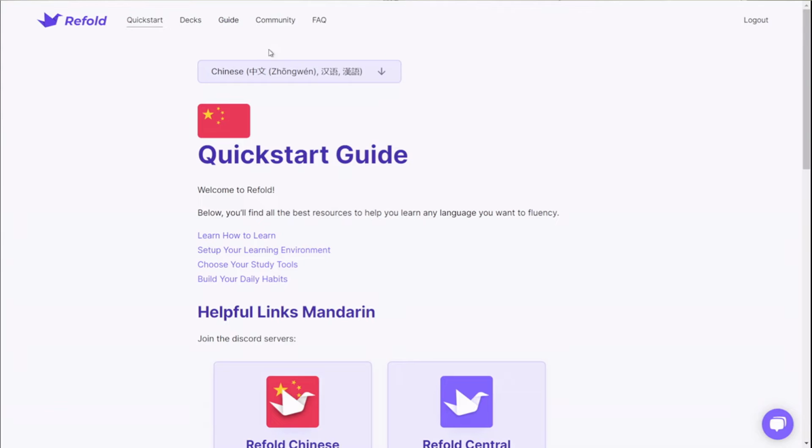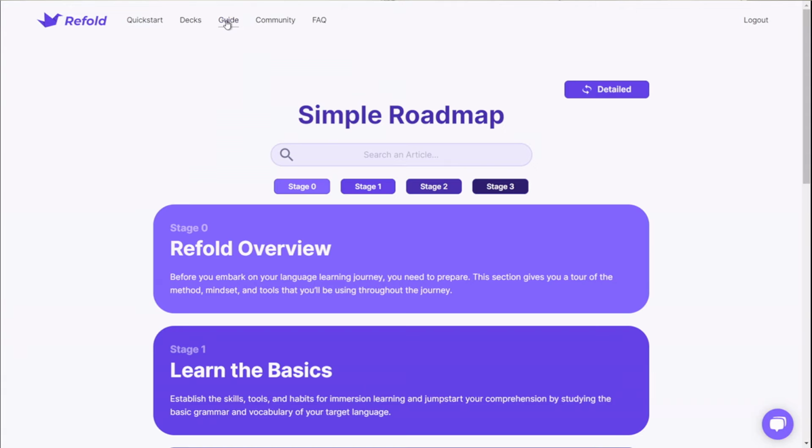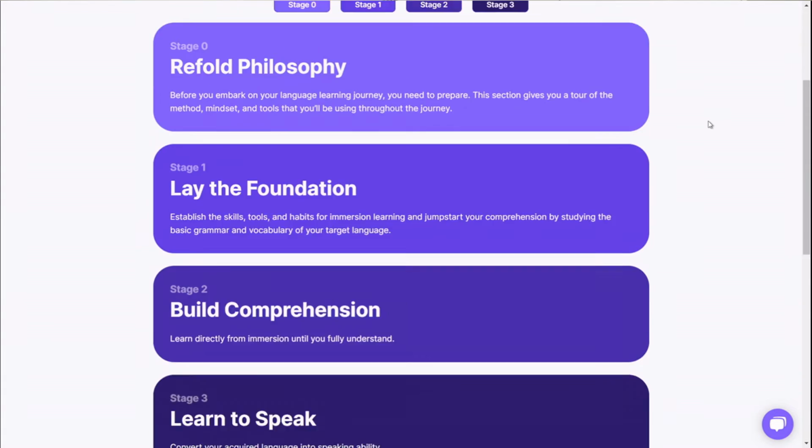Now, many people have reached a high level in a foreign language, but far fewer have put serious effort into explaining how they did it and making it as easy as possible for others to follow. This is an area where the method I'm following, Refold, really shines. There's a lot of documentation available, both written and in video form, and at various levels of granularity.